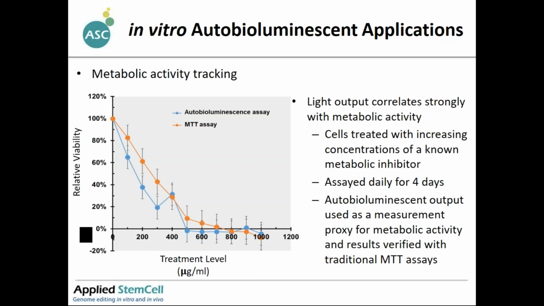The typical, very classic application for autobioluminescent imaging is to track metabolic activity. This is because in order for the cells to produce a light signal, the Lux pathway has to be successfully transcribed and translated. The cells need to be metabolically active to provide all the cofactors for this reaction. And also because it uses FMNH2, it is very sensitive to the metabolic activity of the cells.